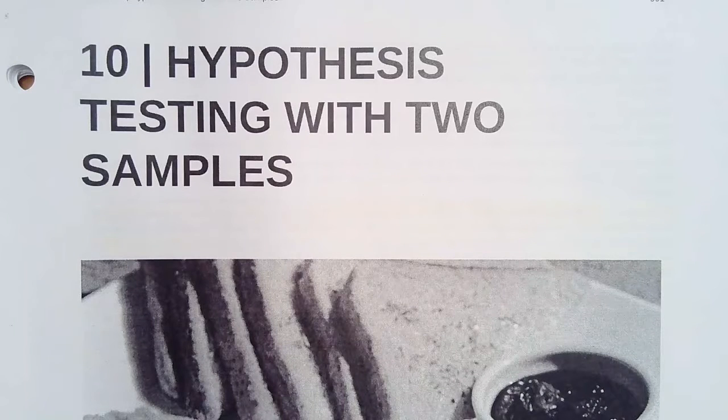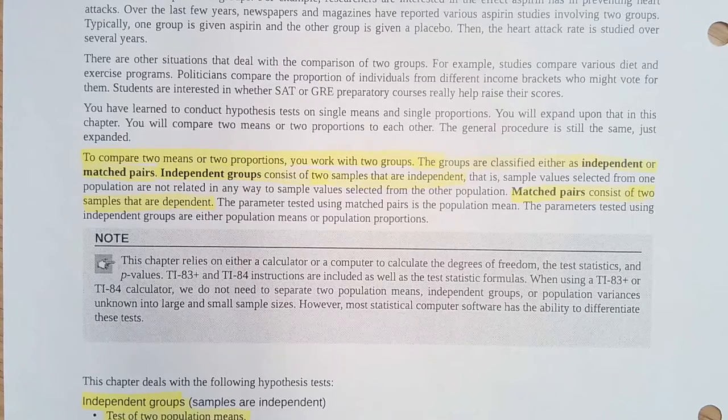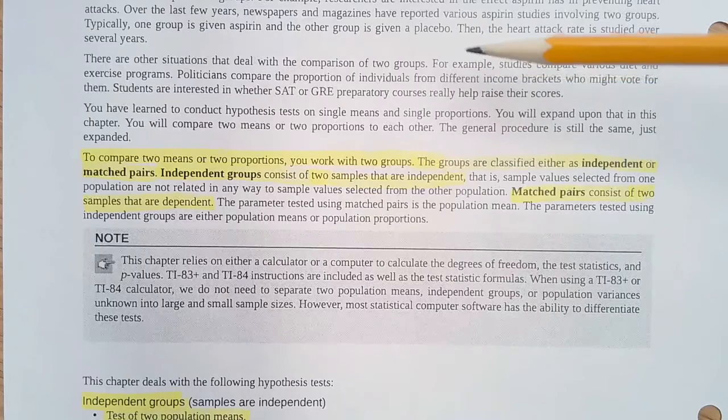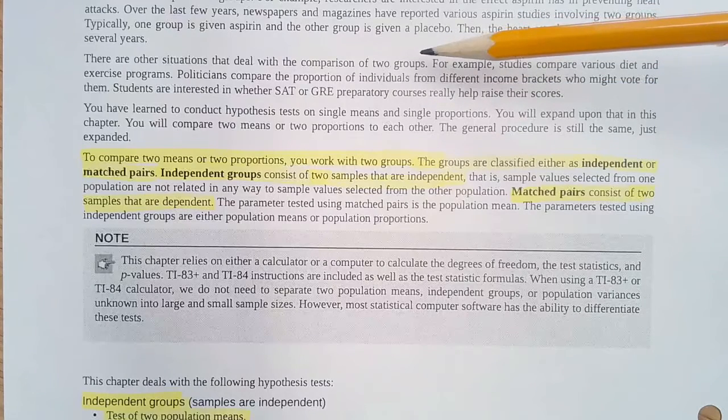All right, so now we're going to talk about Chapter 10, hypothesis testing with two samples. We use this to compare when we have two groups. This is most often used because usually we have something like a control group. So usually two groups, and we can compare the two groups, especially with the placebo.